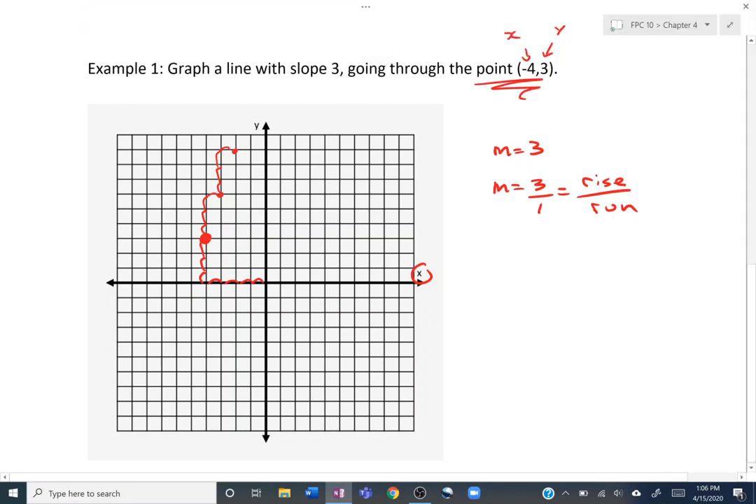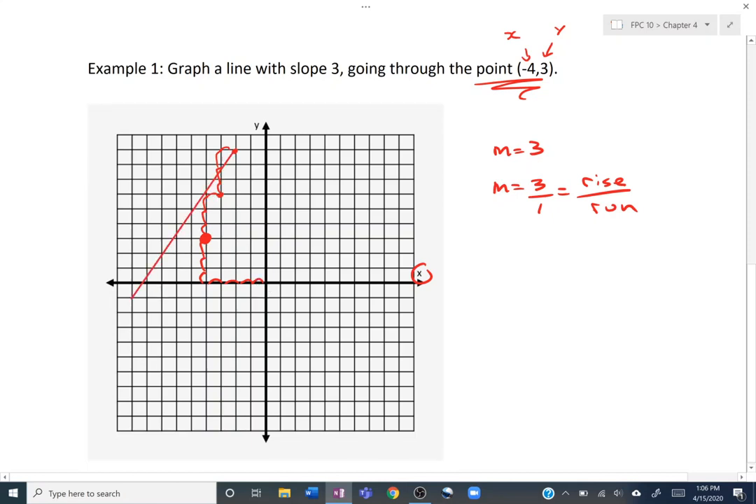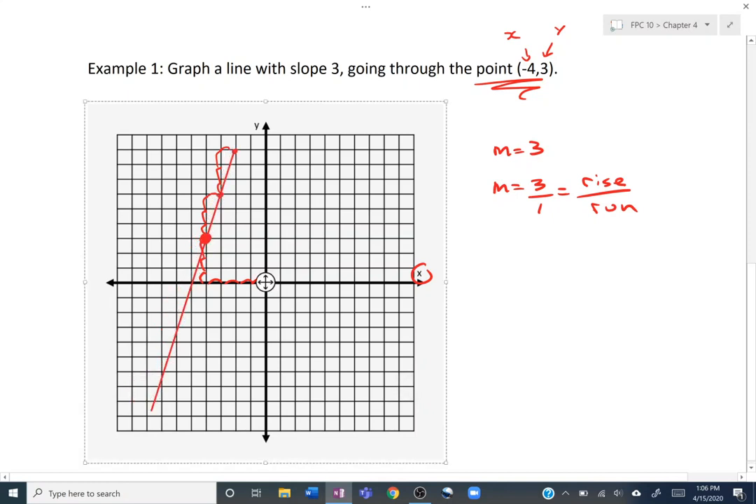So then what I like to do is I like to get my ruler tool. If I can move slowly enough. Sometimes I go too fast, it doesn't like it. And then I can connect my 3 points with a ruler line. Bam. And there's our line that goes through our original point, -4, 3, and has a slope of 3 over 1.